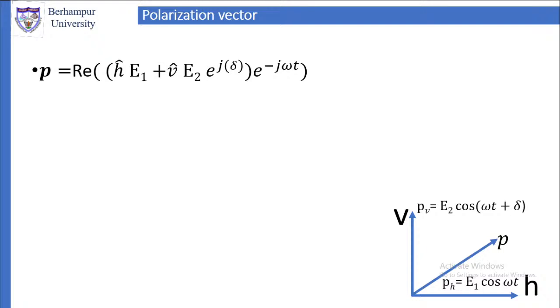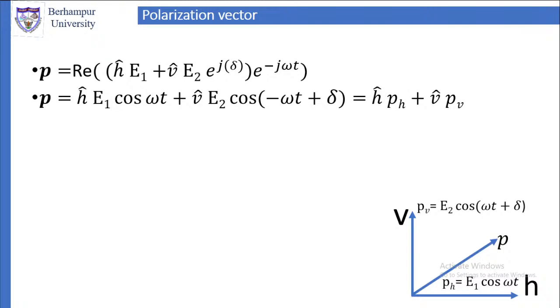h cap E1 plus v cap E2 exponential j delta into exponential minus j omega t. Delta is the phase difference between the horizontal component and vertical component, and E1 and E2 are normalized horizontal component and vertical component.